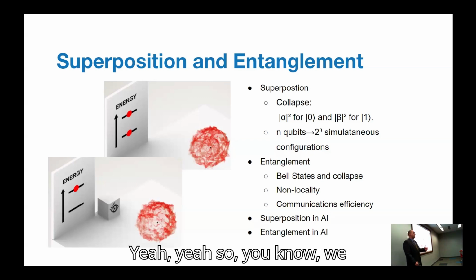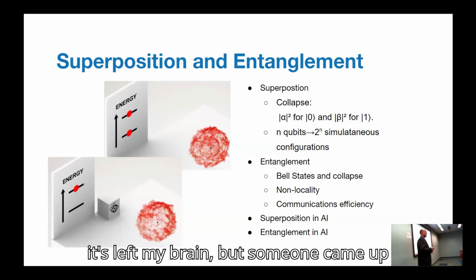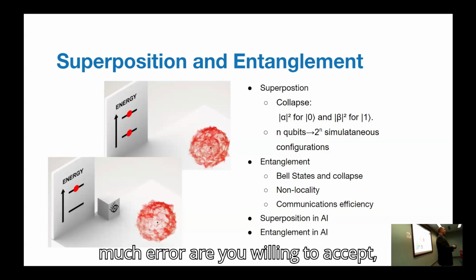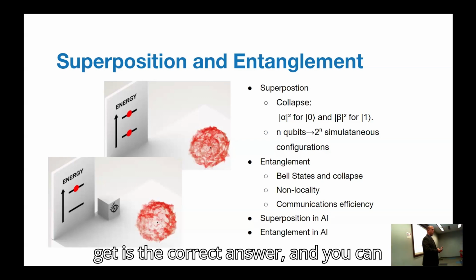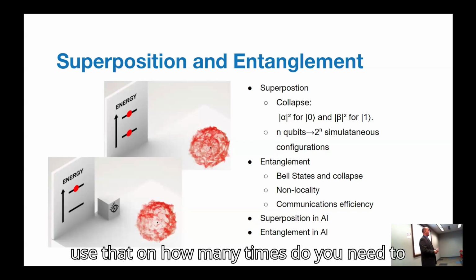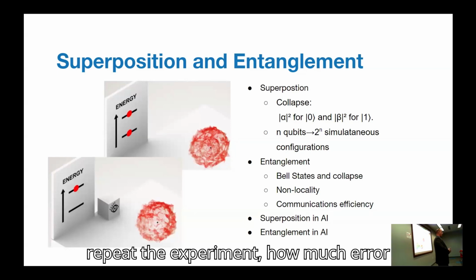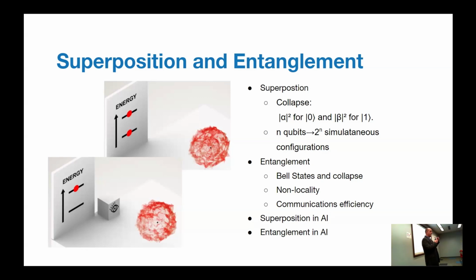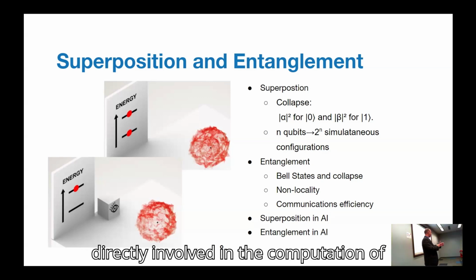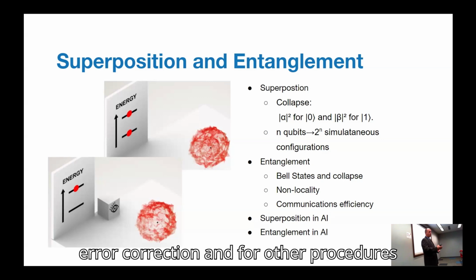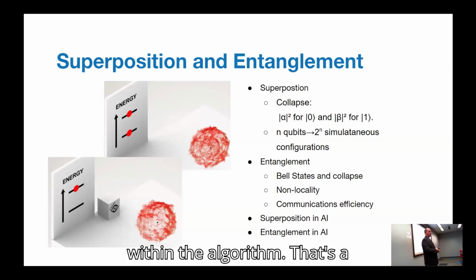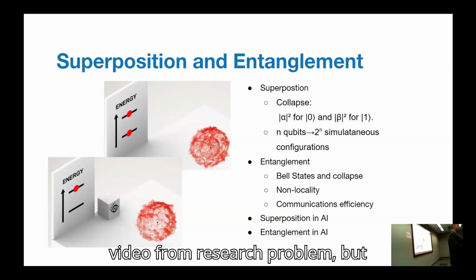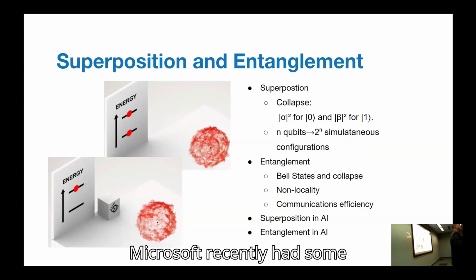Yeah, so we can do trade-offs, and I'm so sorry, it's left my brain. But someone came up with a handy formula for calculating how much error you are willing to accept, meaning what probability that the answer you get is the correct answer. You can use that to decide how many times you need to repeat the experiment, how much error correction, and how many additional qubits, which are called ancillary qubits. They're not directly involved in the computation, but they're required for error correction and for other procedures within the algorithm.